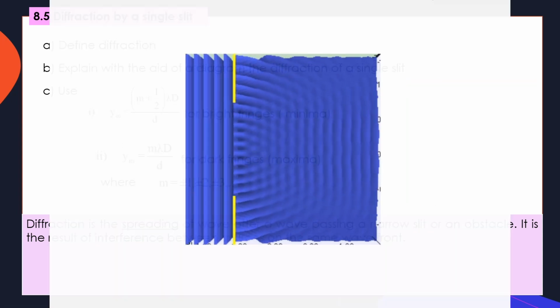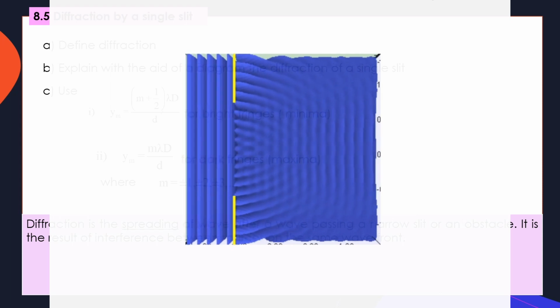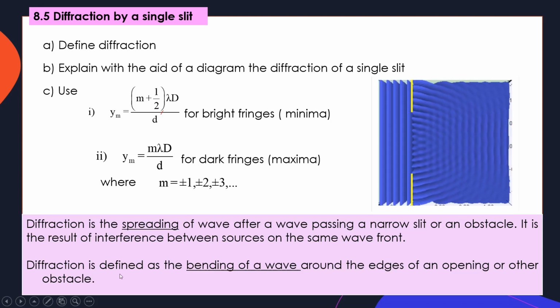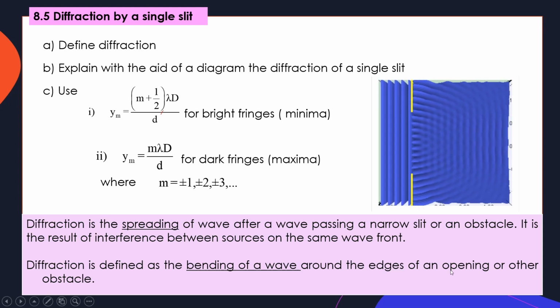So as you can see, the animation shows you that when the wave passes a narrow slit or any obstacle, what happens to the wave? Okay. So the wave will produce interference between the sources on the same wave front. Alright? And diffraction is also defined as the bending of a wave around the edges of an opening or other obstacle.